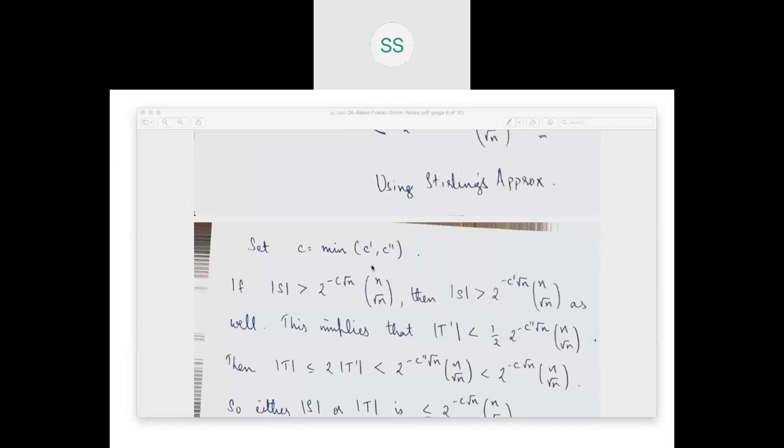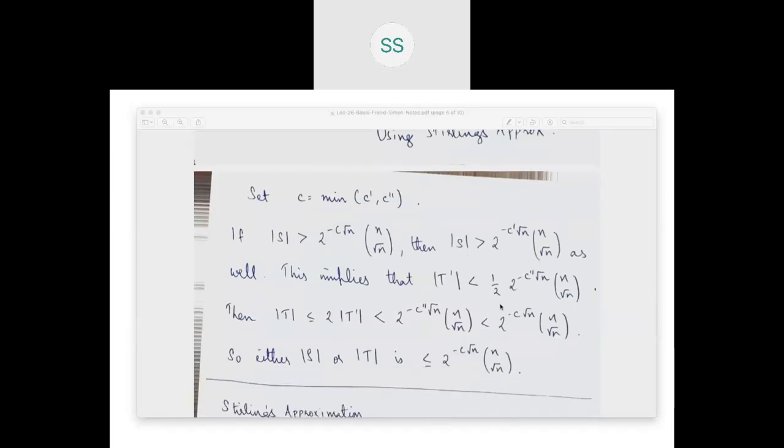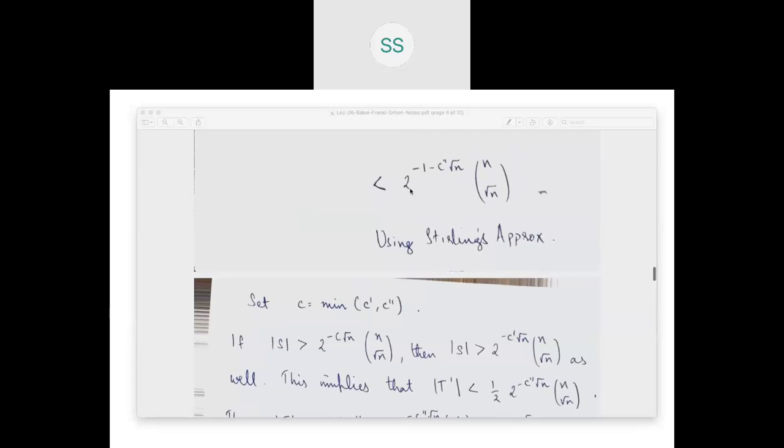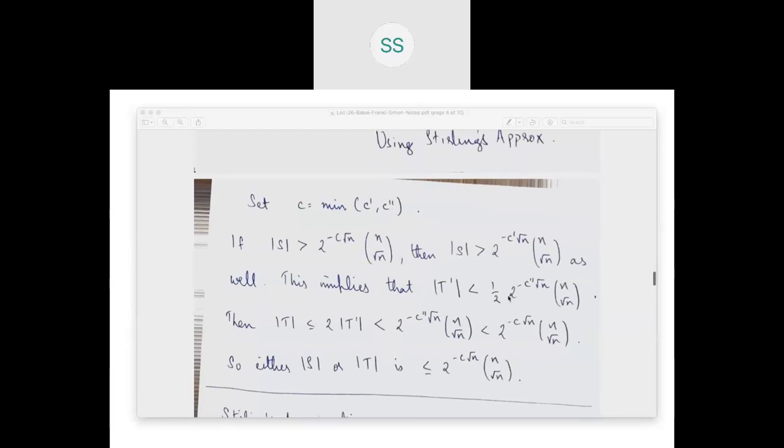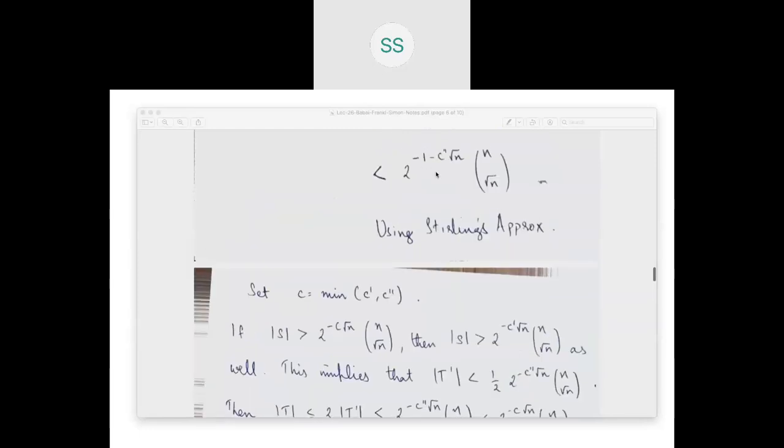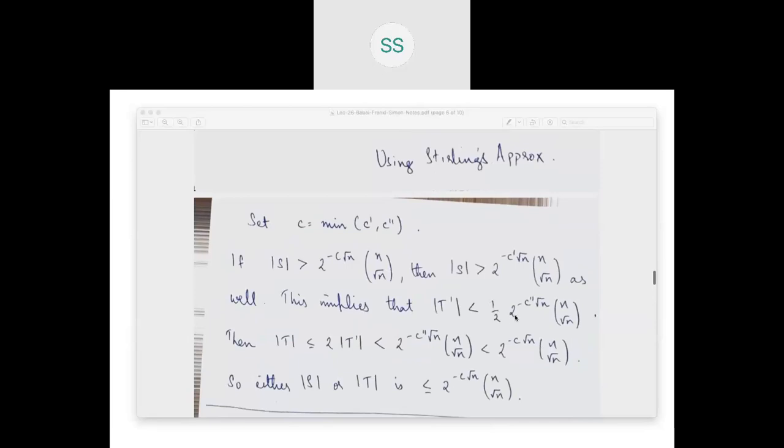So c is smaller than c prime. So S greater than 2 power minus c means S is greater than 2 power minus c prime. Right? If S is greater than this, then S is greater than this as well. This means that by all the calculations we have done till now, the size of T prime is at most 2 power minus 1 minus c double prime square root n fraction of the entire number of columns. Instead of 2 power minus 1, I'm just writing it as half times 2 power minus c double prime square root n fraction.